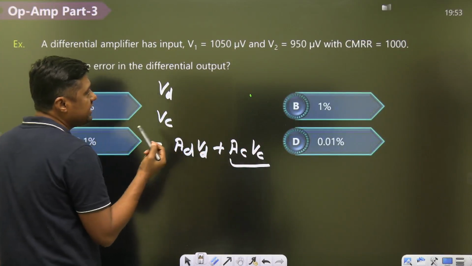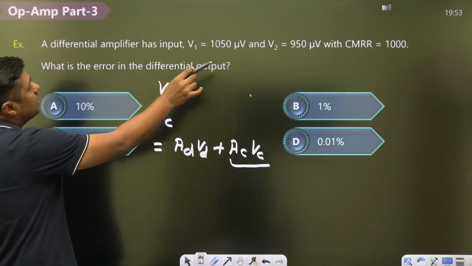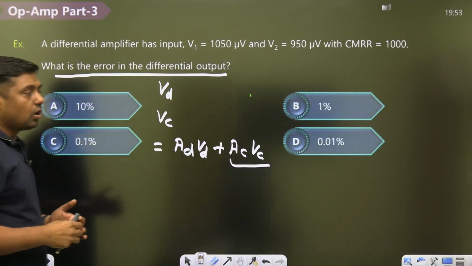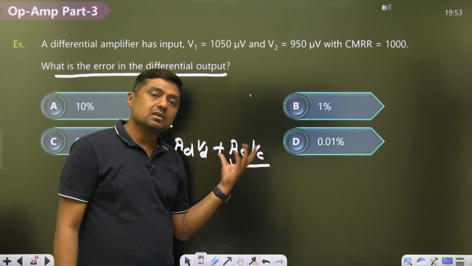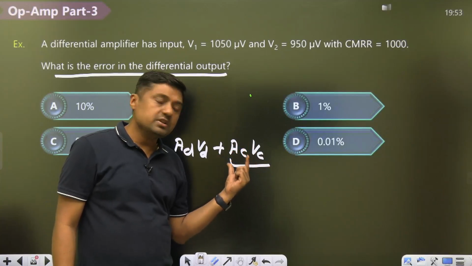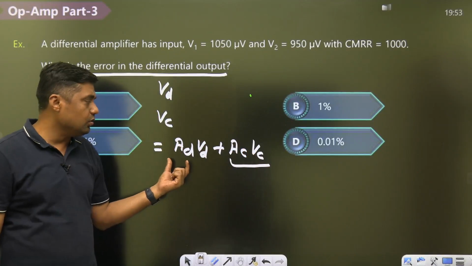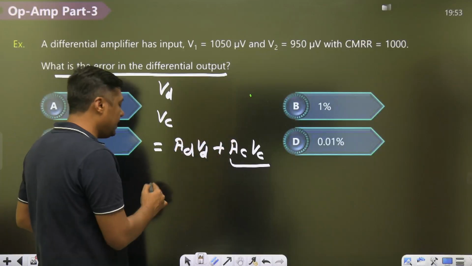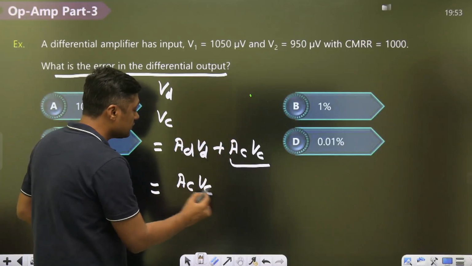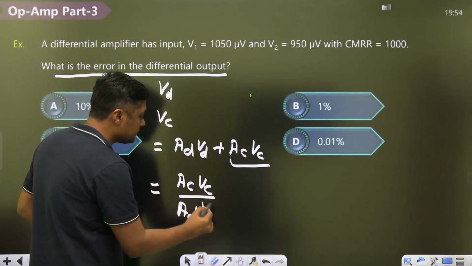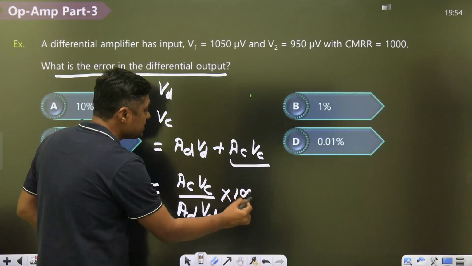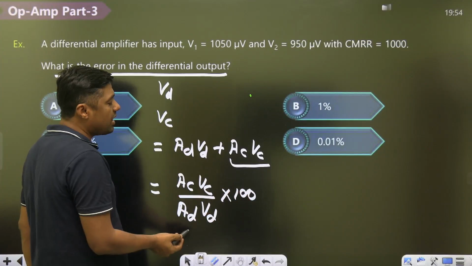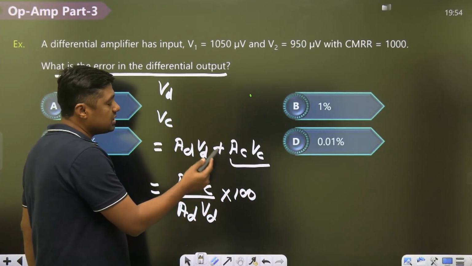And what is the percentage error? This is given now. What is the error in the differential amplifier? And the answer is given in percentage. So always remember what is the percentage error. Unwanted term means error upon exact value, wanted term, into 100%. So this is AC-VC upon AD-VD into 100%. And guys, as you know, AD by AC is CMRR. So what is AC by AD? 1 by CMRR. What is the VC? Common mode signal. What is the VD? Difference signal.